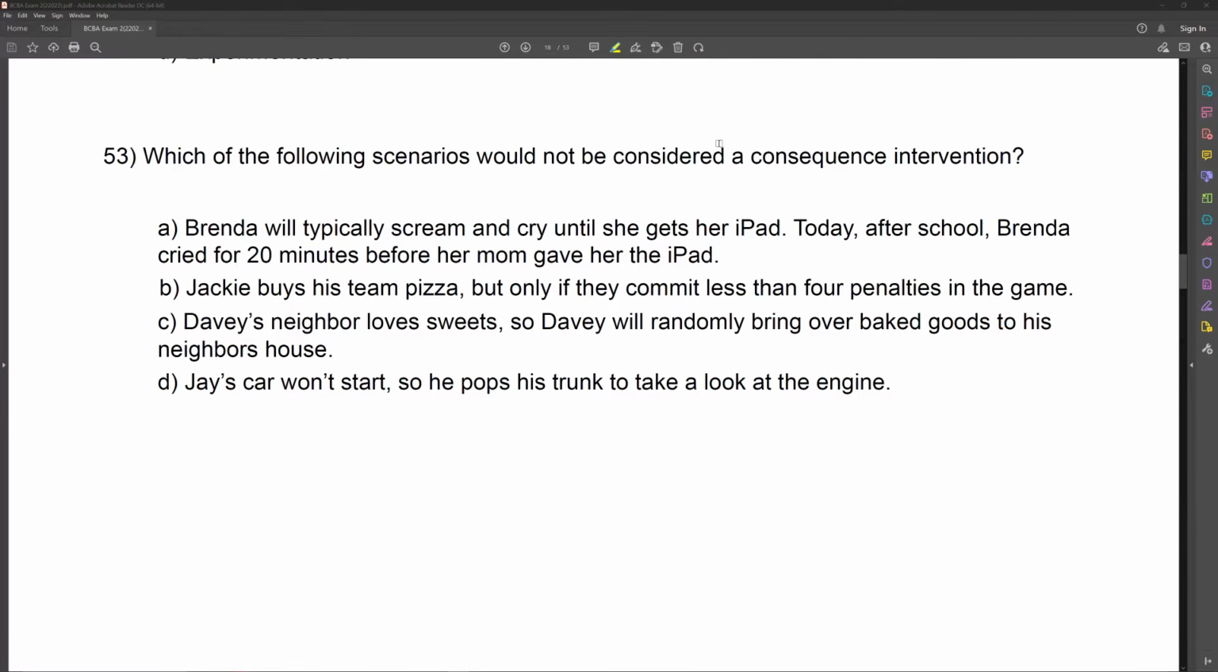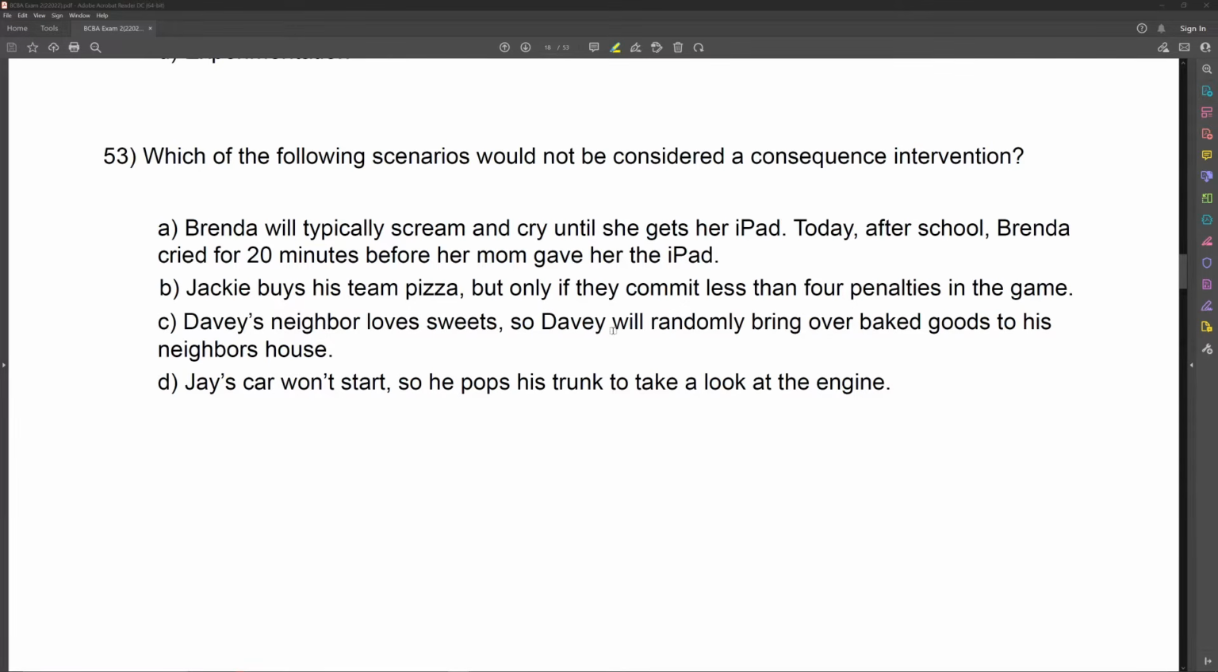B, Jackie buys his team pizza, but only if they commit less than 4 penalties in the game. What is Jackie doing? Jackie is simply setting up a contingency. If you commit less than 4 penalties, then you get pizza. Jackie is reacting to what his team does. It is a consequence.